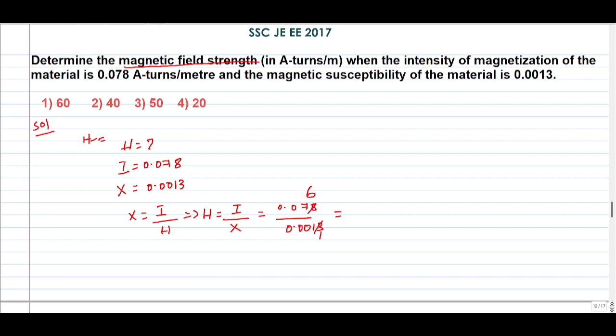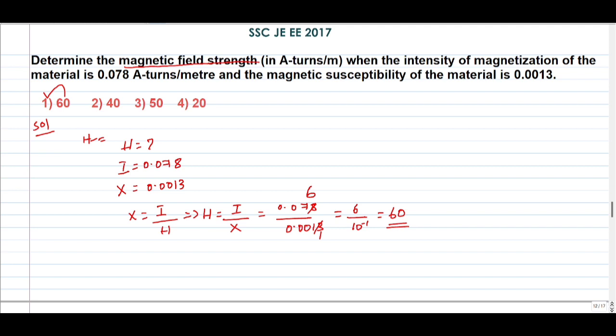This 6 by 10 to the power of minus 1. If we take this to numerator, we will get 60. Okay, so if we solve this, we will get 60 as the answer. So the answer is option A, that is 60. So we just need to substitute the value for magnetic field intensity and the susceptibility. If we just substitute and solve this, we will get the answer 60.